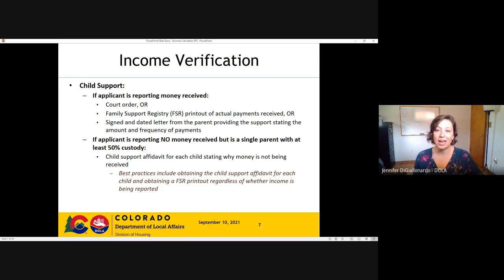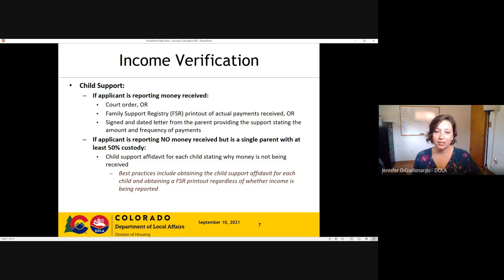And that's for households that have at least 50% of the custody of the child. And so if the applicant is reporting no money received, but is a parent with at least 50% custody, we'll want some type of affidavit that says why money is not being received for that child. And so these are the kind of documentations, whether money is received or not, we need it verified either way.